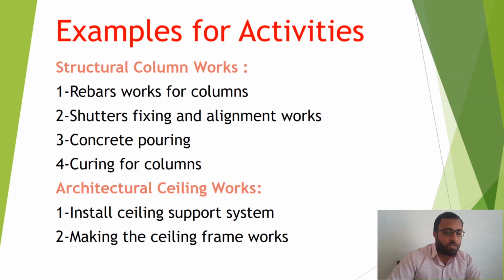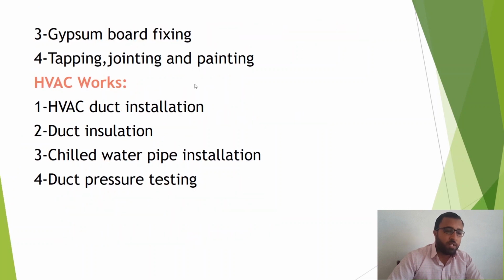So we will start with some examples. For example, we are considering structural column works, that is a WBS. The activities will include rebar works for columns, shutter fixing and alignment works, concrete pouring, and curing for columns. That's how we are going to divide into this much detail. Then architectural ceiling works, for example, a gypsum board ceiling. The first activity will be installing the ceiling support system, making the ceiling frameworks, gypsum board fixing, taping, jointing and painting. Then HVAC works: HVAC duct installation, duct insulation works, chilled water pipe installation, duct pressure testing. These are common examples of some of the activities that we are going to add in our program.